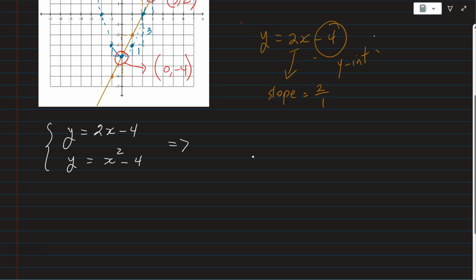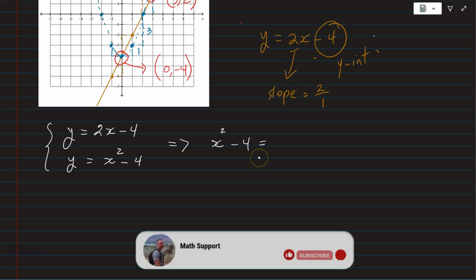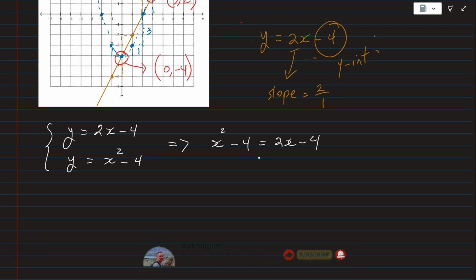So what do we have? We're going to have x squared minus 4 must equal 2x minus 4 because both of them are equal to y. All right, so I can simply do the substitution or set it equal to each other, and then you go ahead and solve now. This is a quadratic equation, x squared. You're going to bring everything to one side and set it equal to 0 and solve this quadratic equation.